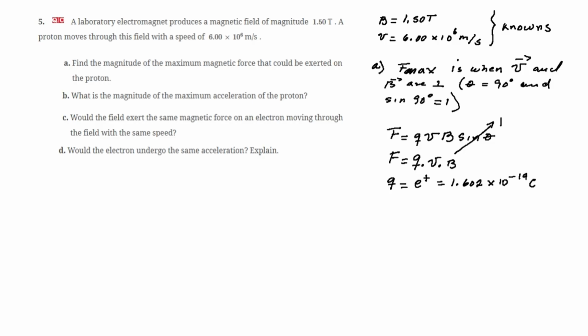So they didn't explicitly give me the charge of the particle, but they say the particle was a proton. A proton has a positive charge, with a magnitude corresponding to the charge of one electron, 1.602 times 10 to the negative 19 coulombs. Now, once I have that, I can calculate the force without a problem.